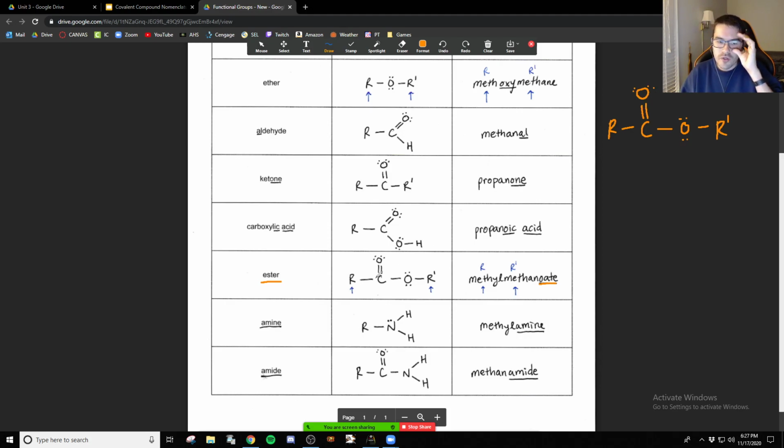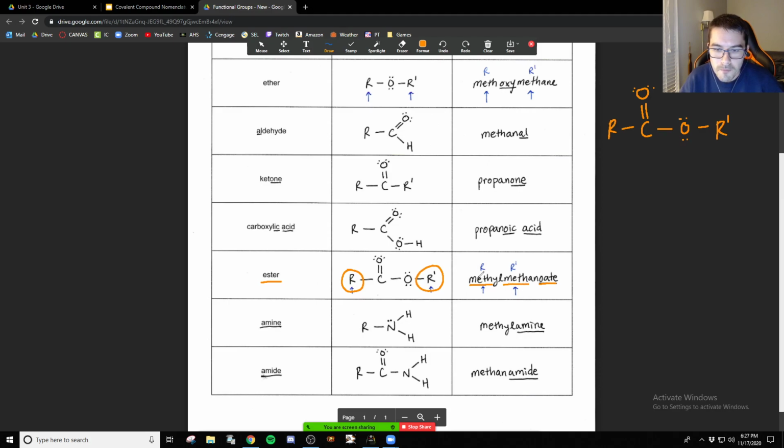Tricky thing about esters and ethers: you can see that ethers have the same thing going on here with the R and the R prime. There are two different carbon chains on either side of this functional group. So ethers and esters are connectors. They connect two different carbon chains together, or they're located in between two different carbon chains. That's why in the name you're going to see two prefixes.